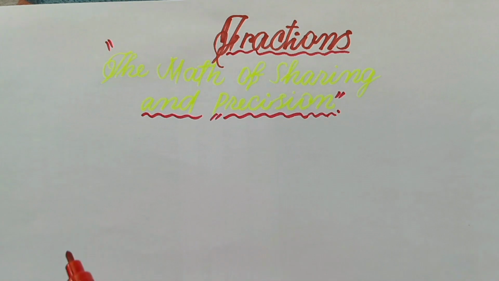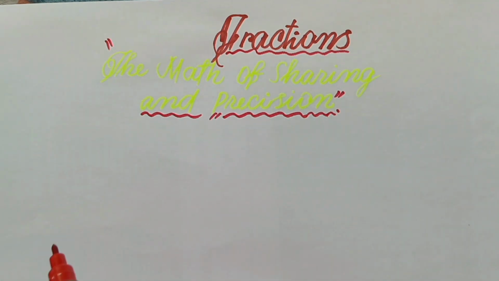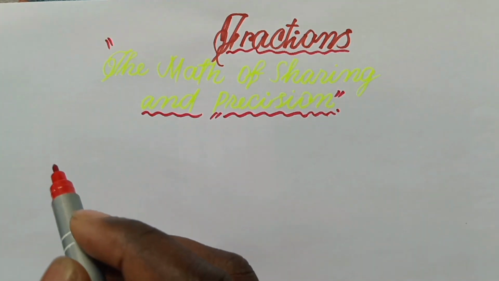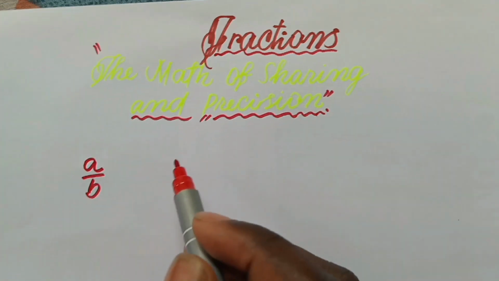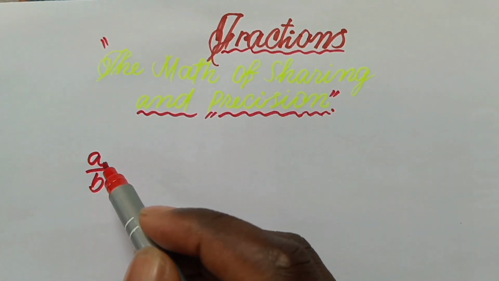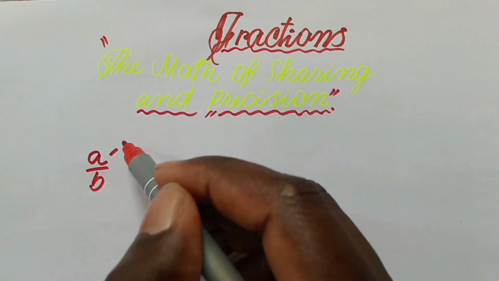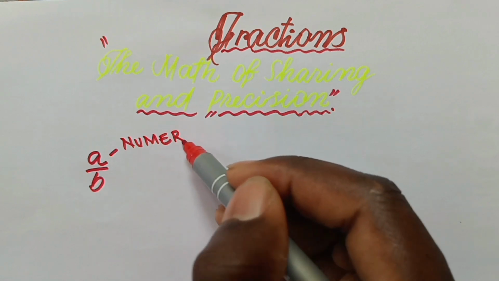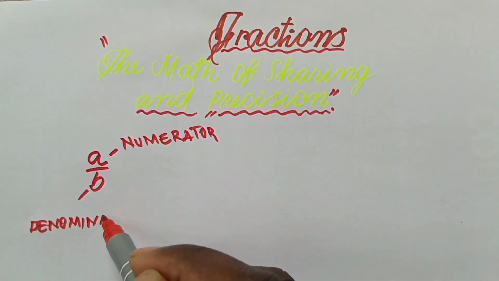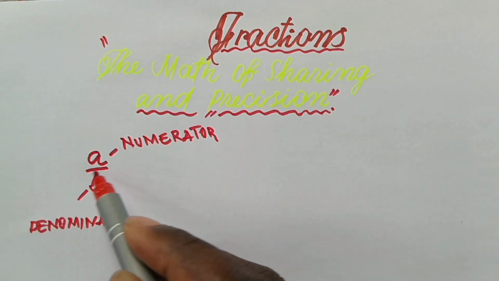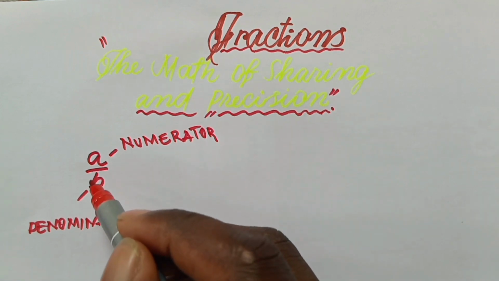A fraction is a way to represent a part of a whole. It has two parts. You have here A and B. A is called the numerator and B is called the denominator. Okay? And this is called the fraction bar.